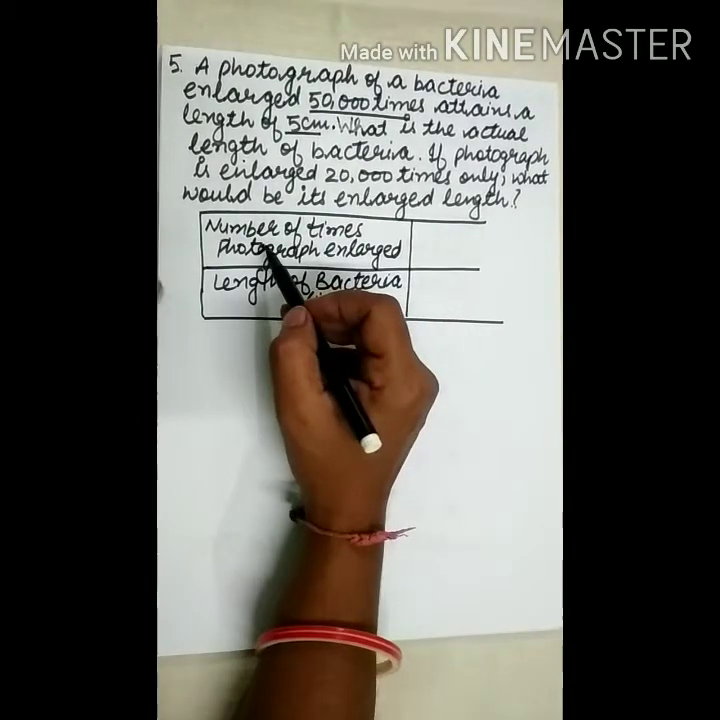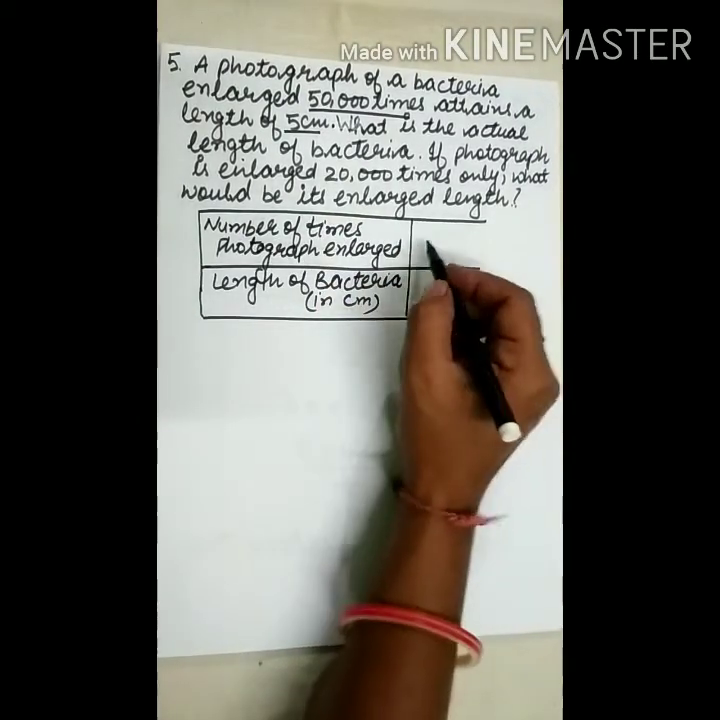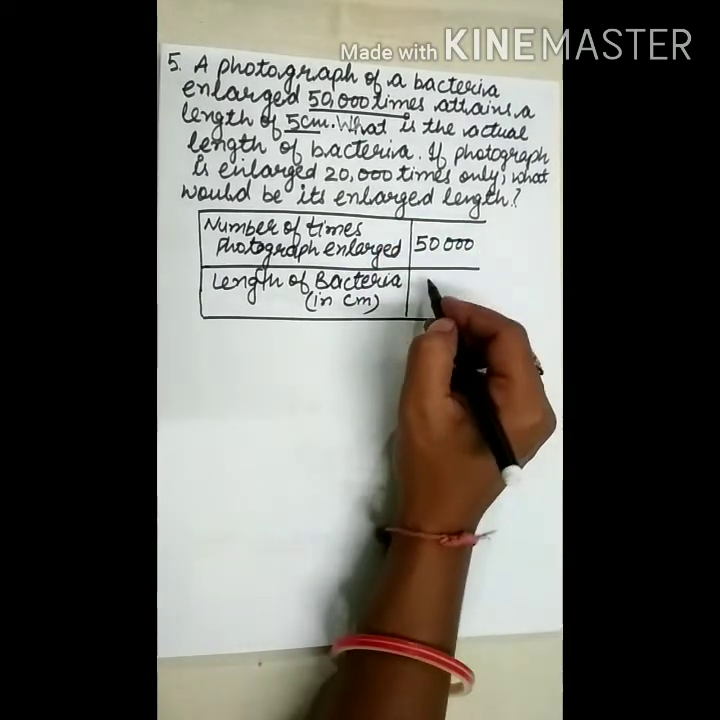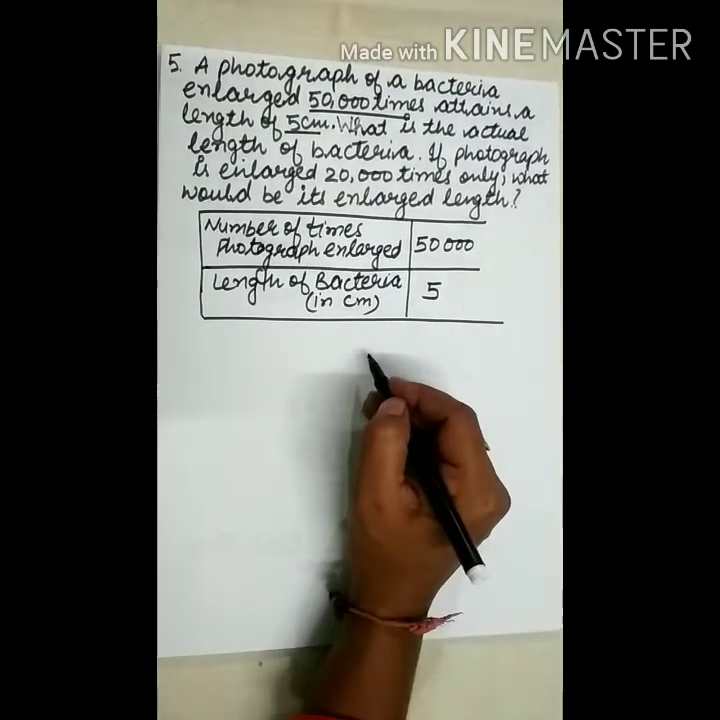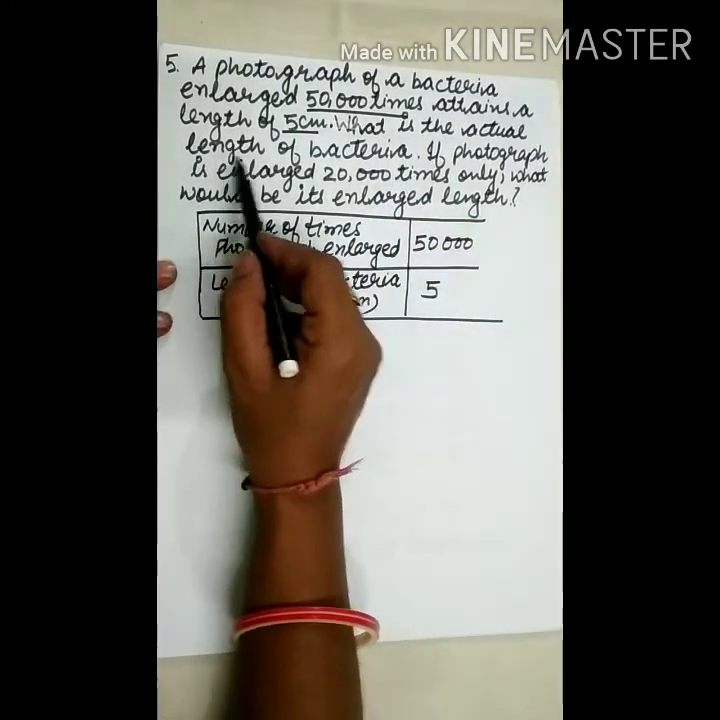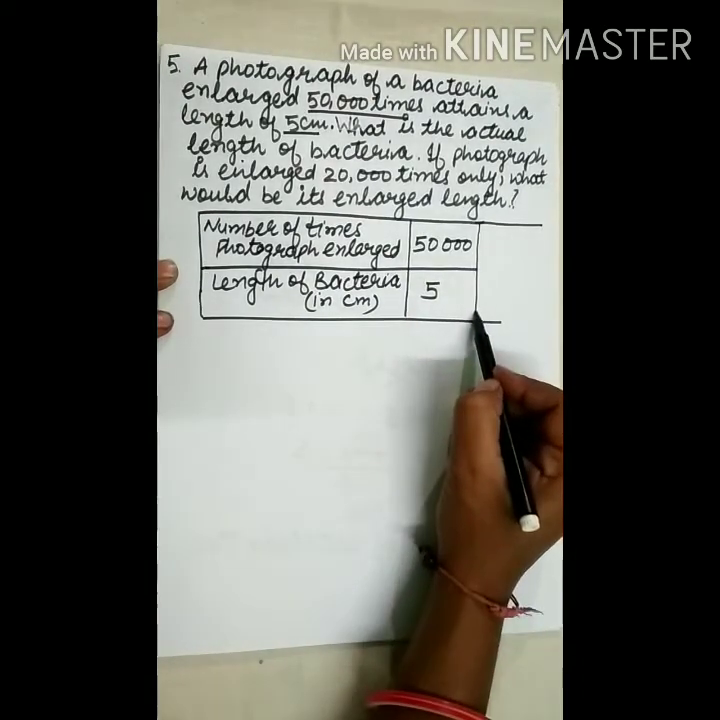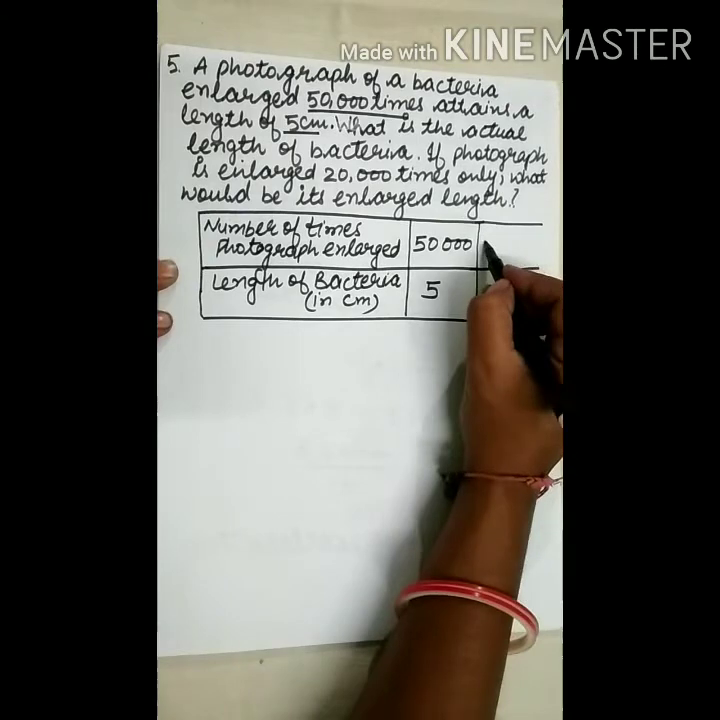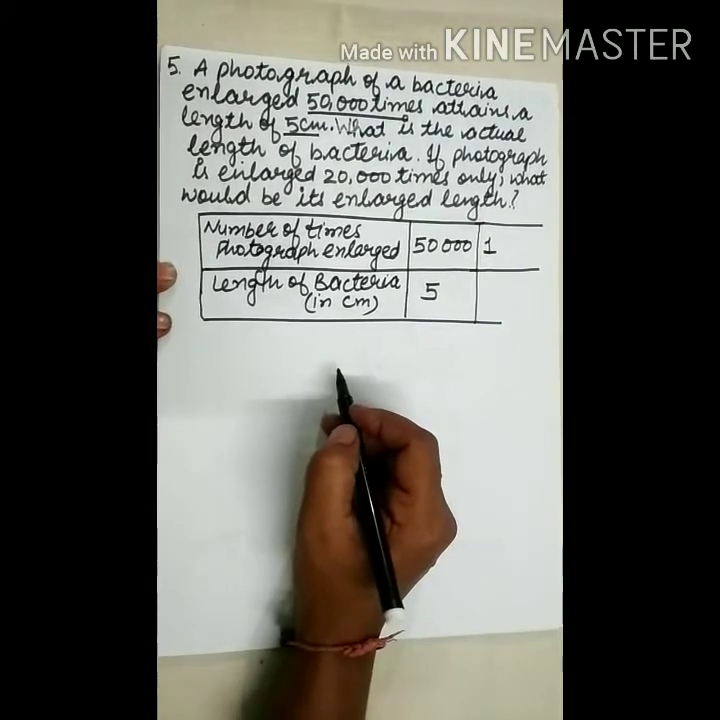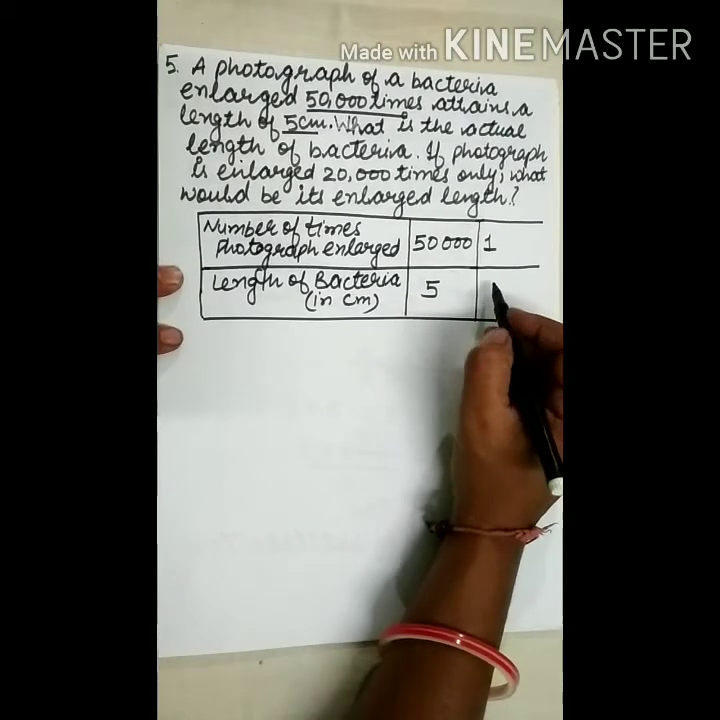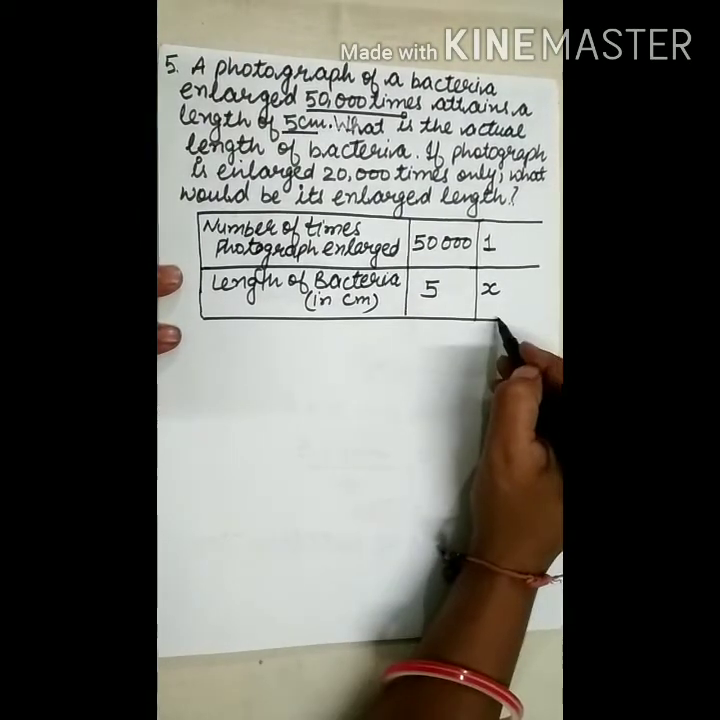If we are enlarging the photograph 50,000 times, then it attains the length of 5 centimeters. Now we have to find out what is the actual length of bacteria. It means we are not enlarging the photograph. That is, here we will put 1 as we are taking the actual size of the bacteria. So the photograph is not enlarged. So here 1, and we have to find out what would be the length of the bacteria. So I will write here x.